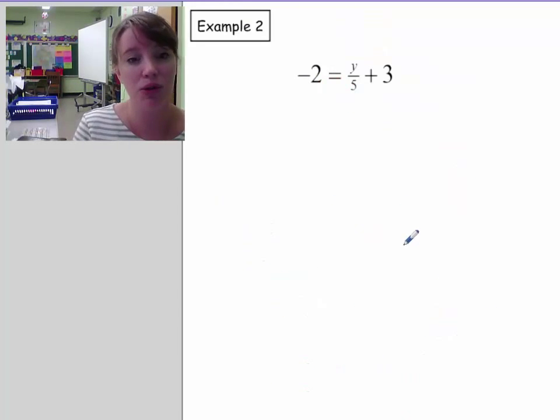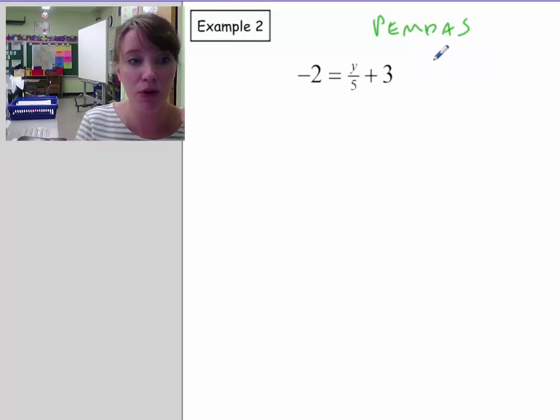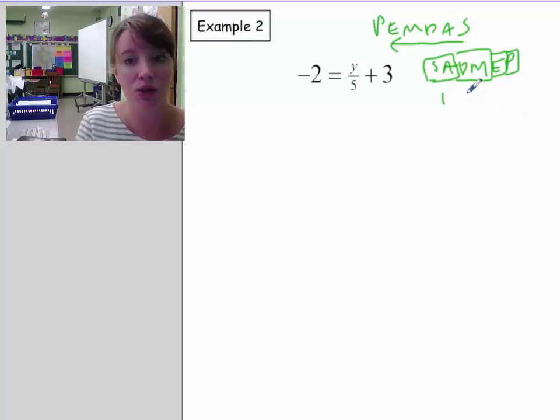Okay, here's another example. Now, in this example, the y term is being divided by 5, and then 3 is being added to it to get a total of negative 2. So what you want to do here is use, in order, the order of operations going forward, which is PEMDAS. Okay, so in order to invert all the operations, you want to use SADMAP, which is PEMDAS written in reverse. So get rid of any subtraction and addition first. Then get rid of any multiplication and division, then exponents, then any operation that's occurring inside parentheses. Okay, so these are your steps.